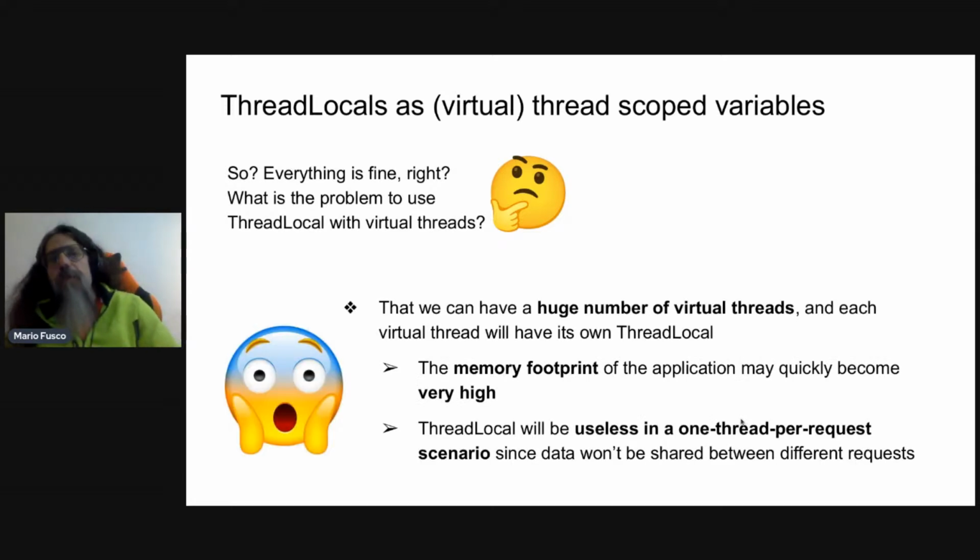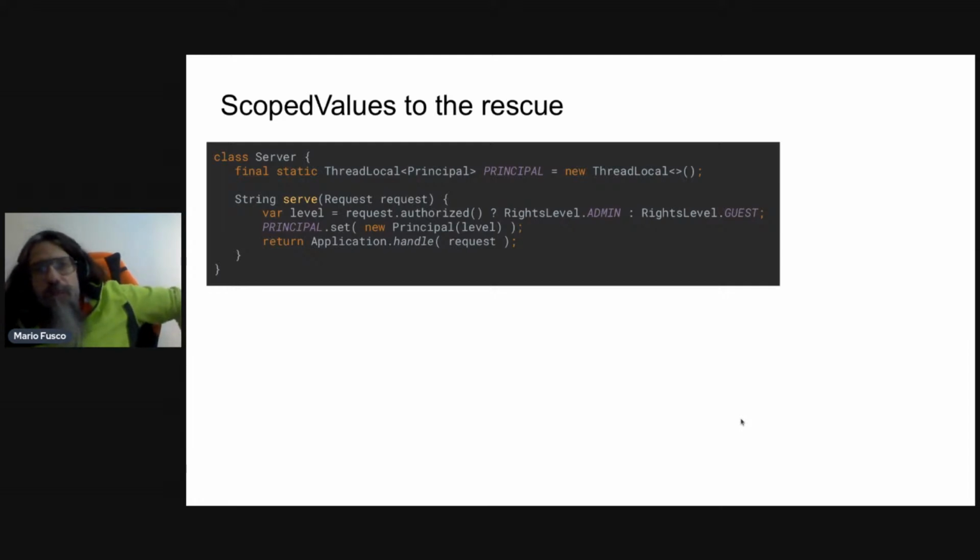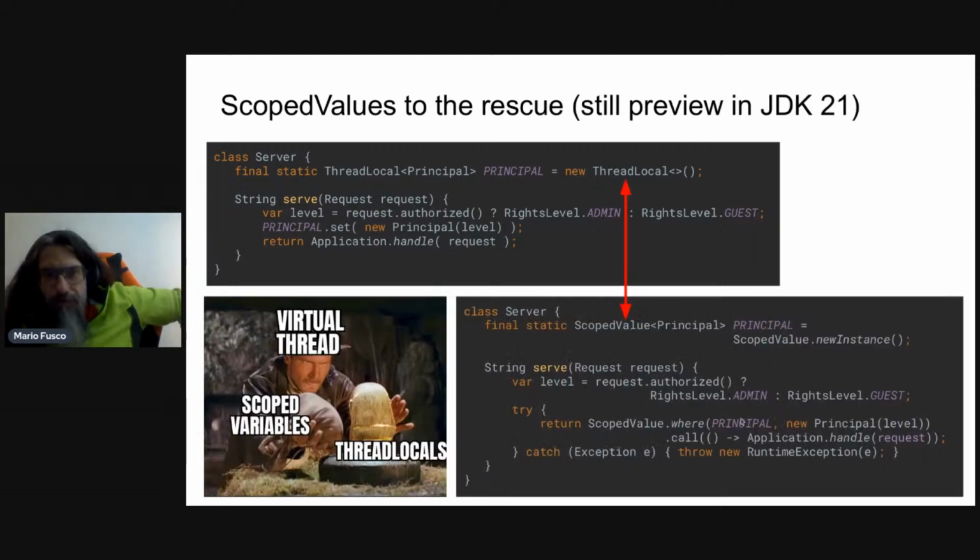What's the problem? The problem is that by design you may want to have many more virtual threads than native threads. This means that the memory taken by the thread locals will grow very fast, and this is one problem with virtual threads. To overcome this problem, they introduced another data structure that is similar to thread local, but it's called scoped values. Scoped values are still in preview in JDK 21. I believe they will almost for sure be generally available with JDK 22, so in less than 2 months.